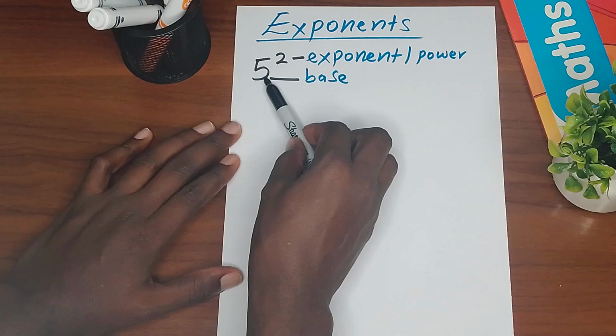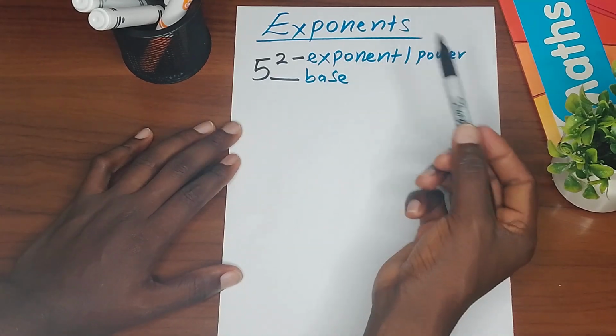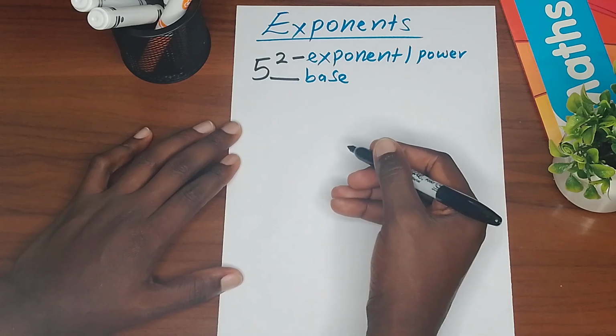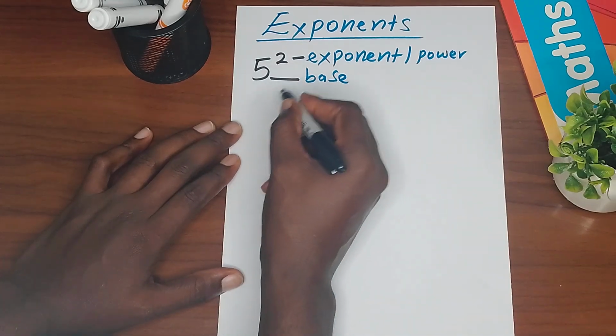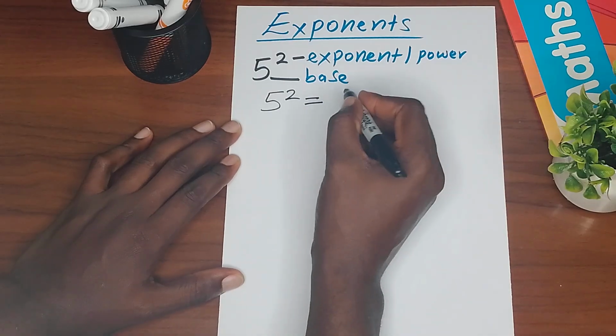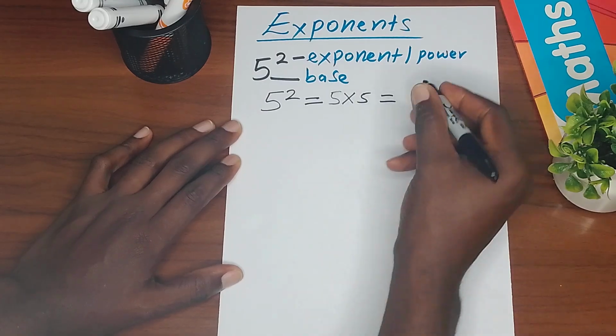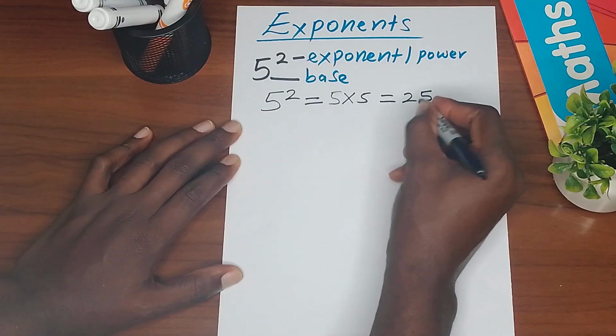So we call this the base. 5 we call it the base, and 2 is the exponent or the power. But what does this mean? It means that you have two 5s. This means 5 times 5, which is equal to 25.